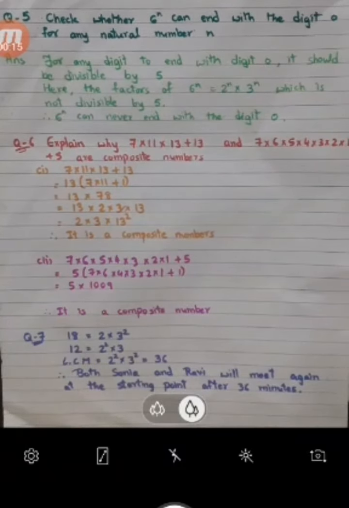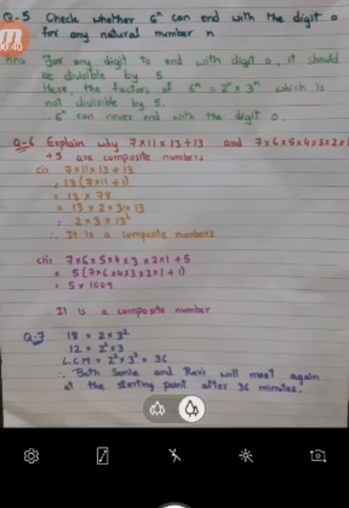Question number 7 is, there is a circular path around a sports field. Sonia takes 18 minutes to drive once around the field while Ravi takes 12 minutes for the same. Suppose they start at the same point and at the same time and go in the same direction. After how many minutes will they meet again at the starting point? That means after a minimum of how much time they are going to meet again.